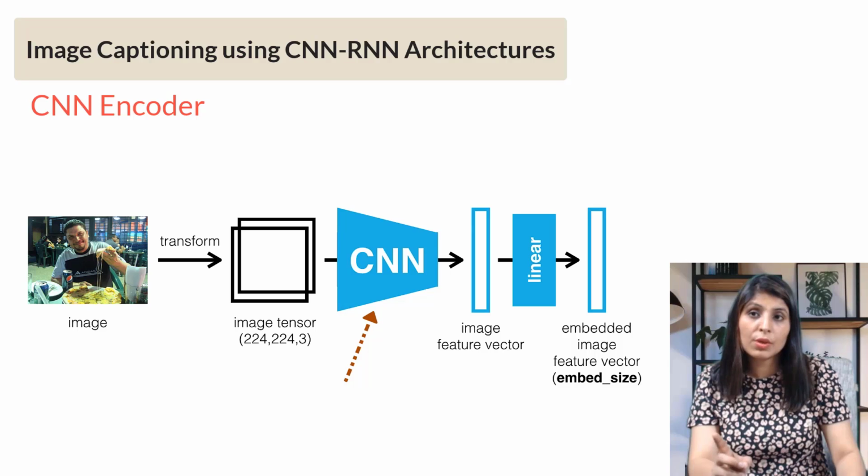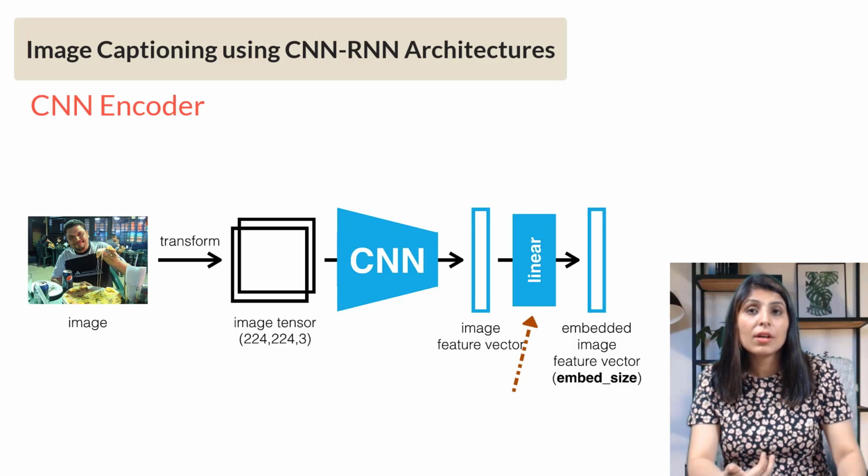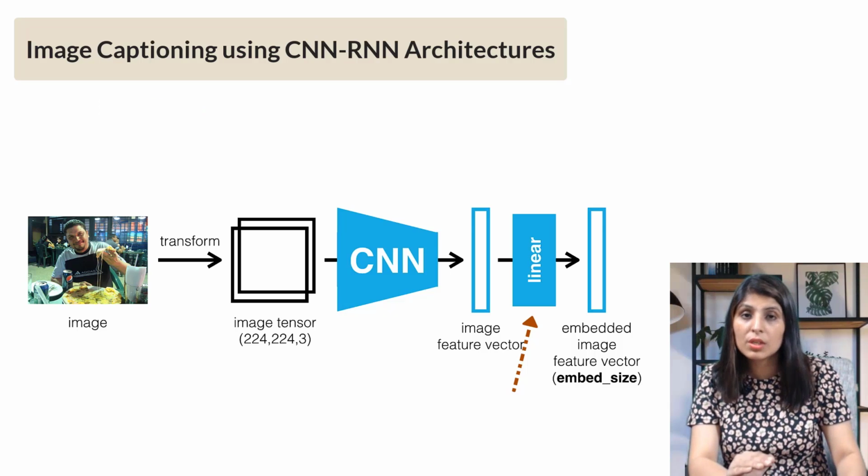And guys, please note that the final layer is not a classification layer. Why is this not a classification layer? Why are we not using a classification layer over here? Because for this image captioning project, we don't need a classification layer. We only need this CNN network to extract features.